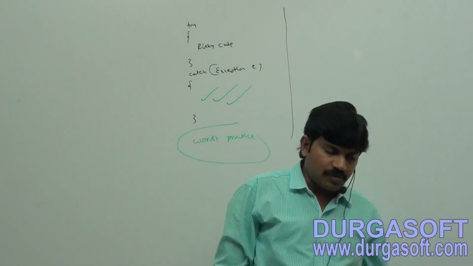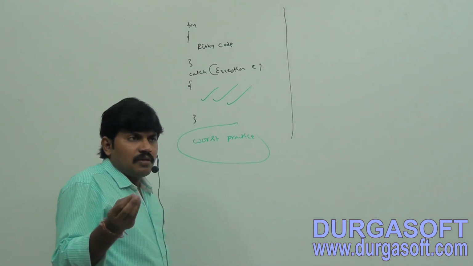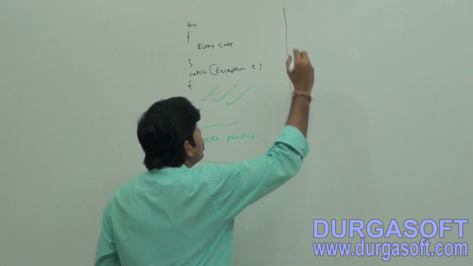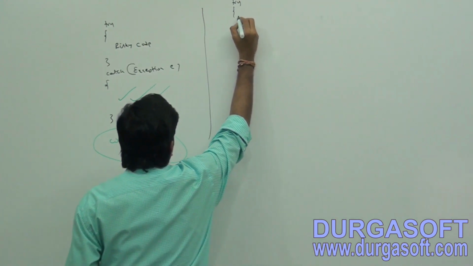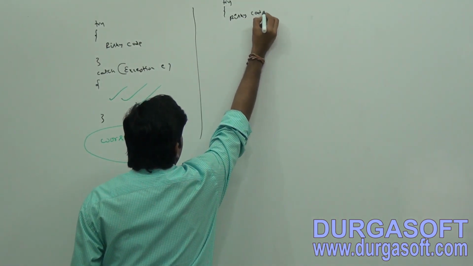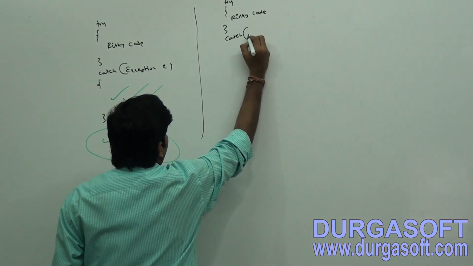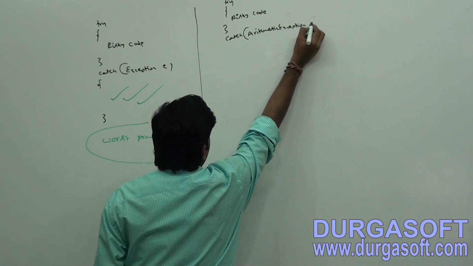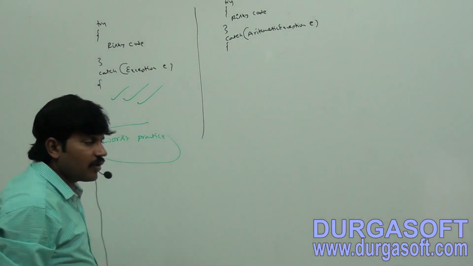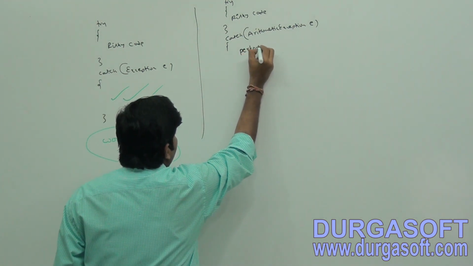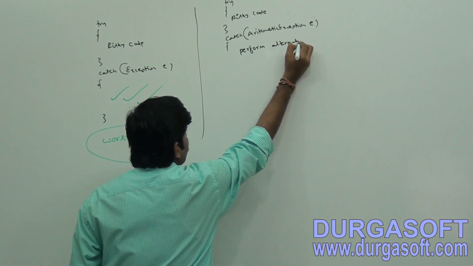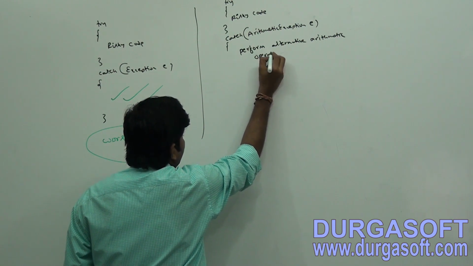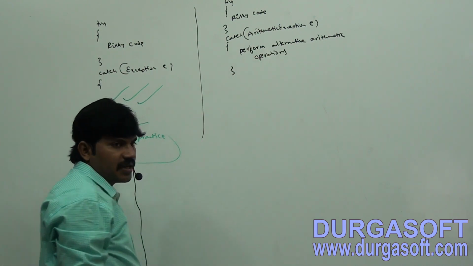Instead of that, for every exception type it is better to maintain a separate catch block. Best example: I take the same code, try with risky code, then catch block ArithmeticException e: perform alternative arithmetic operations.